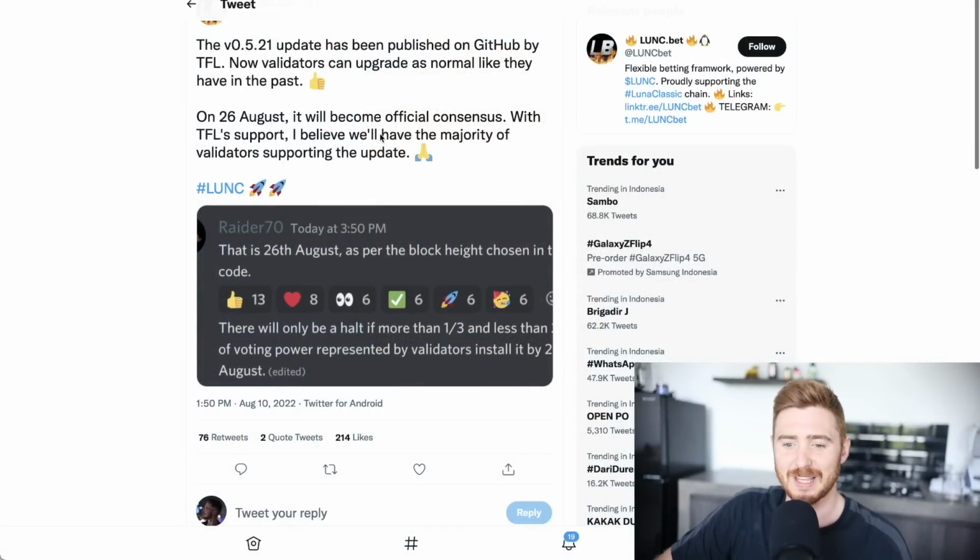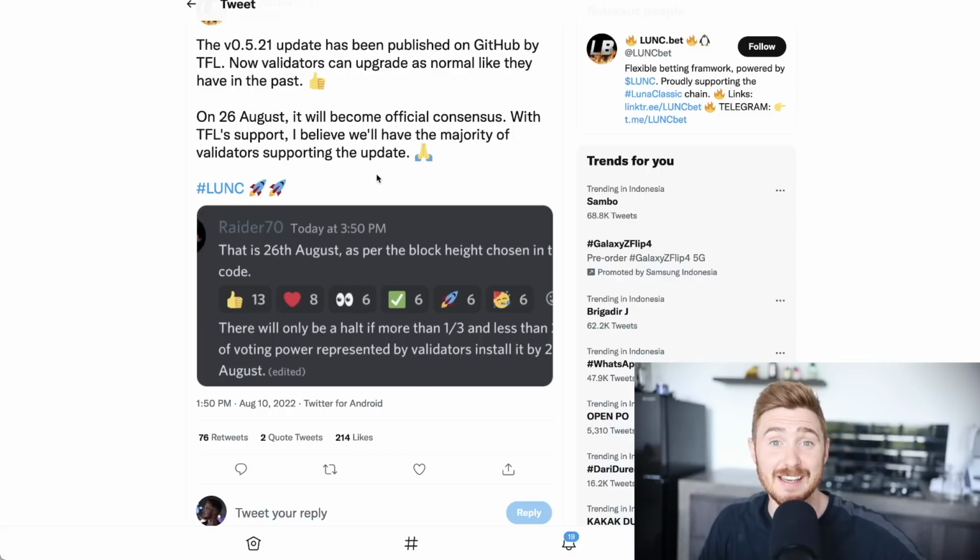So first of all, the V0.15.21 update has been published on GitHub by TFL. Now validators can upgrade as normal like they have in the past. On the 26th of August, it will become official consensus with TFL support. I believe we'll have majority of validators supporting the update. So remember that we had to have TFL agree with the staking and the 1.2% tax. They've come on board, they've said yes, so it's going to happen on the 26th of August. We are hopefully going to see this, which will be very, very good for the market.